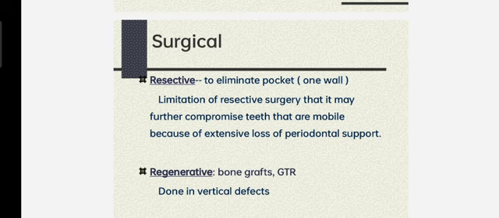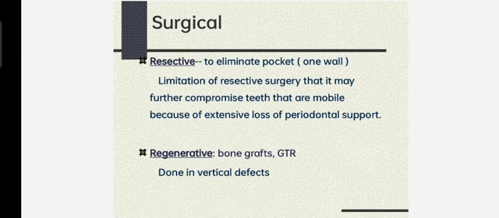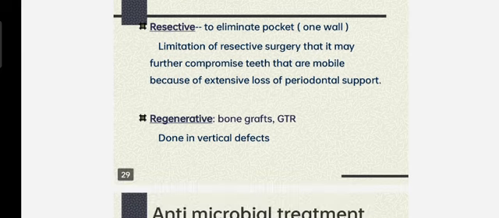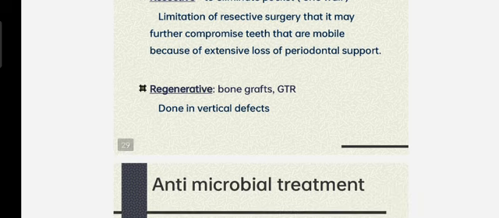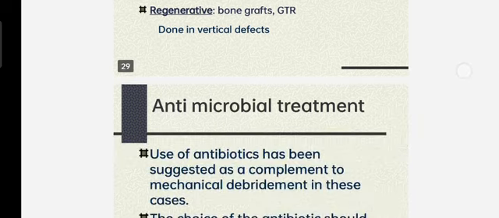The limitation of resective surgery is that it may further compromise teeth that are mobile because of extensive loss of periodontal support. So go forward with regenerative surgery if a three wall defect is there. But if a one wall defect is there, then we cannot do anything else; we will go with resective surgery. If a three wall defect, we'll go with regenerative bone grafting, GTR, done in vertical defects.